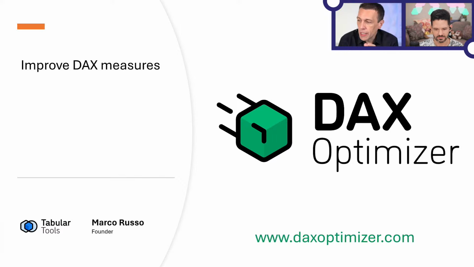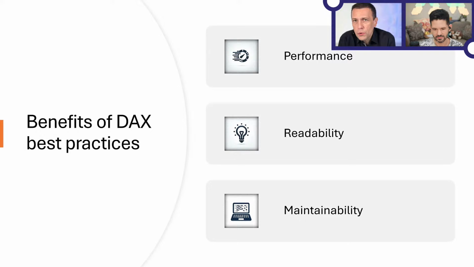The URL is www.daxoptimizer.com, where you can find the service. And the goal is, of course, to optimize DAX. But in reality, the first problem we want to solve is providing best practices for writing DAX. And this provides three benefits. The first and more obvious one is performance. You write good DAX code, you also get fast DAX code. That's number one. But number two is readability, because we can make the code easier to read, and then easier to maintain, which is pretty much related.